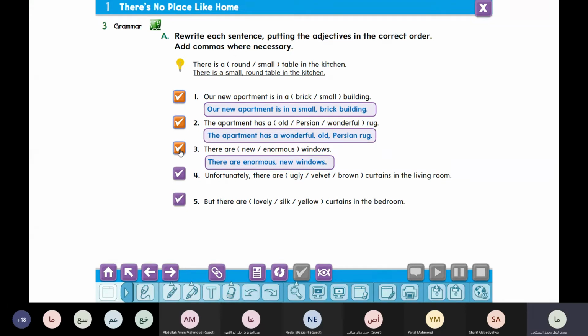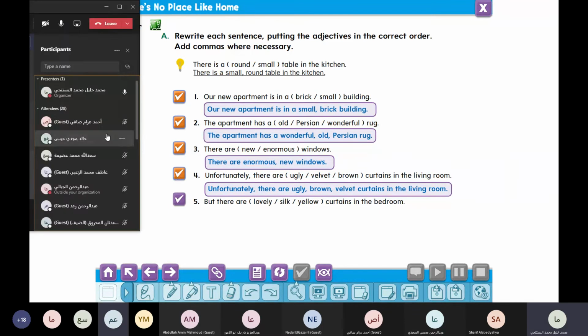Teacher, can I try? Yes. Unfortunately, there are ugly brown velvet curtains in the living room. Good. Ugly is related to an opinion. Then brown, color. Then velvet, let us say, material. Yes. Unfortunately, there are ugly brown velvet curtains in the living room. Number 5. Teacher, can I try? Okay.